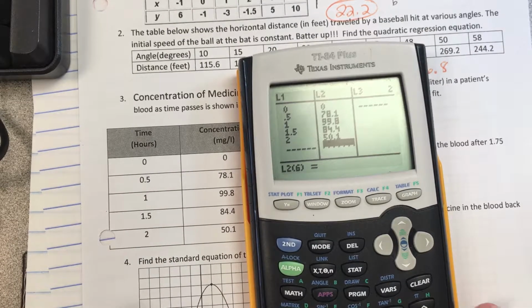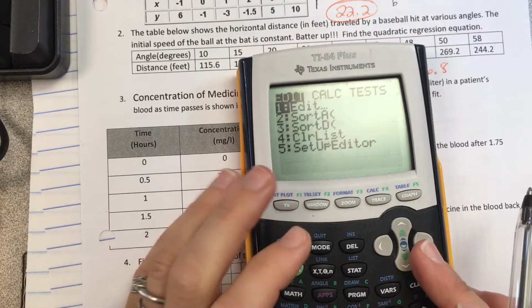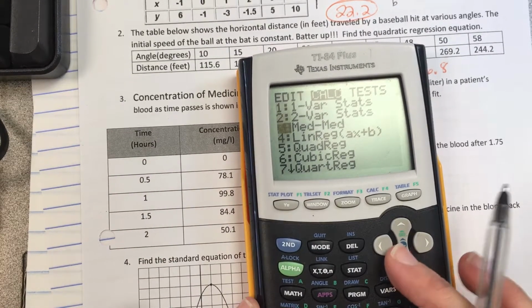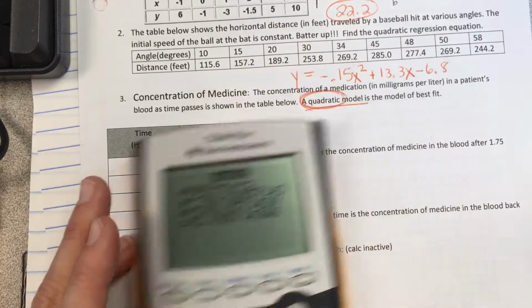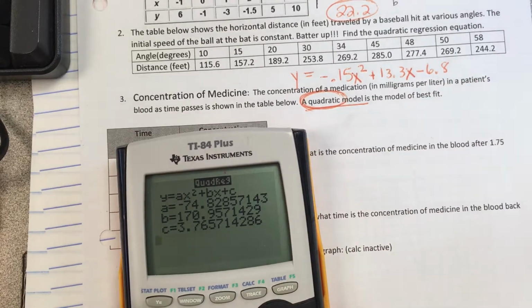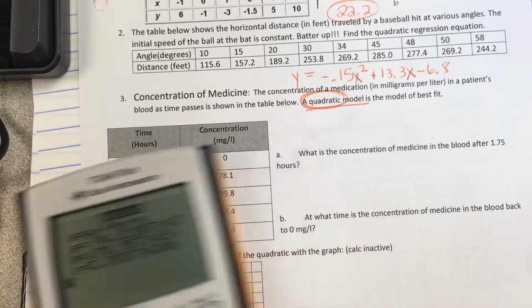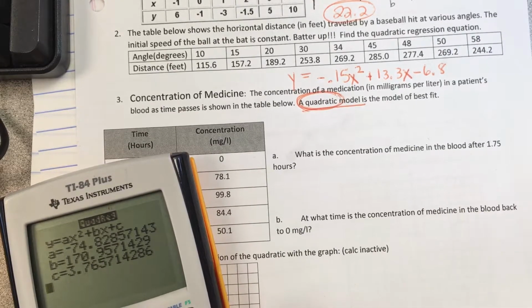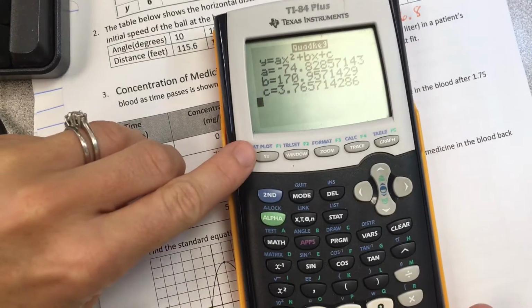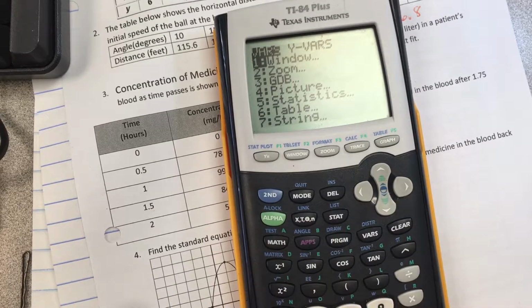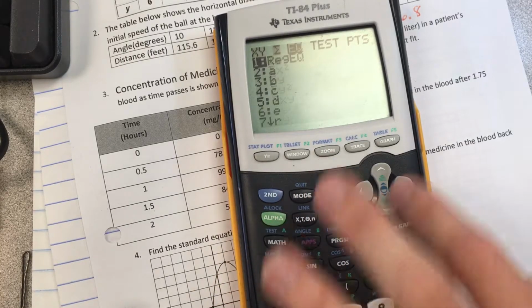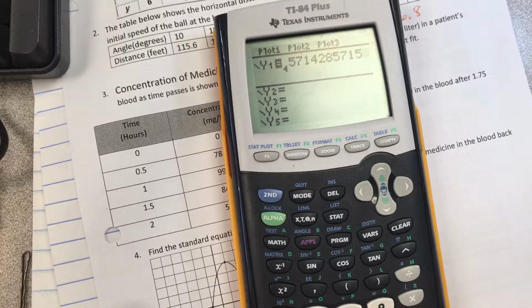It's true. Okay, up here again, I'm going to hit stat, over to calc, down to number 5. That stands for quadratic. Enter, enter. And I'm not going to write this one down. You're welcome to, but I'm not going to write it down. I need to answer these questions, so I'm going to go to y equals. I'm going to clear out what's in there. I'm going to hit vars, down to number 5, and then over to EQ. Press enter, okay? And it puts it in there.